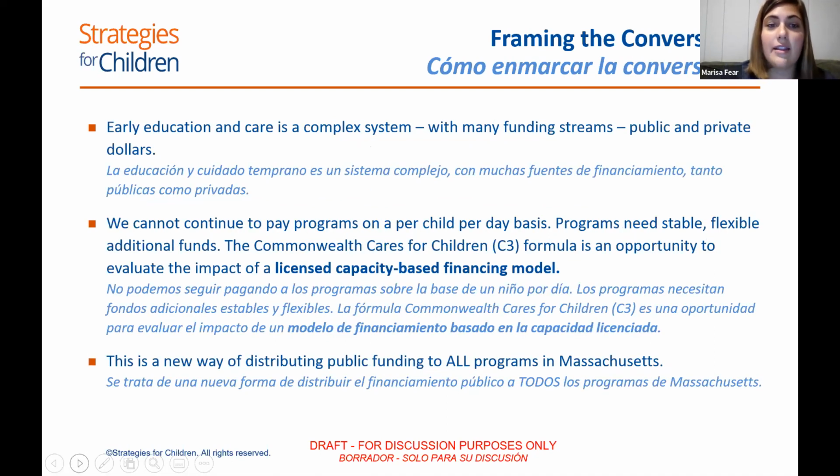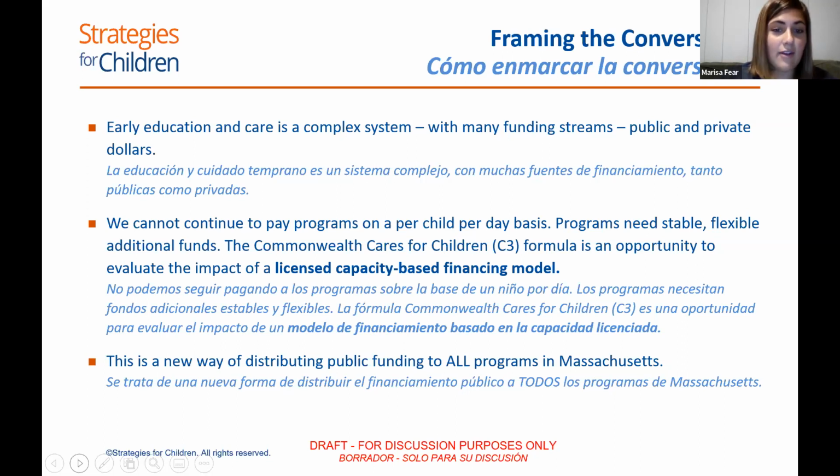We also know that the field is a complex system with many funding streams, public and private dollars, but that we cannot continue to pay programs on a per child, per day basis, and that programs need stable, flexible additional funds. And this C3 formula and this grant is an opportunity to evaluate the impact on a licensed capacity-based financing model. So the C3 formula doesn't take into account your daily enrollment or your monthly enrollment. It takes into account your licensed capacity.